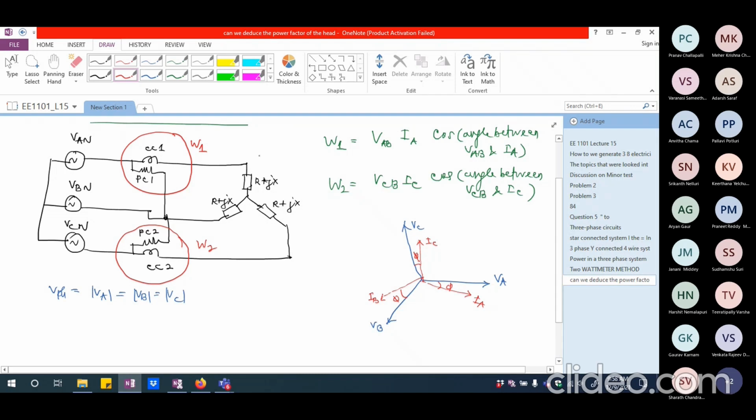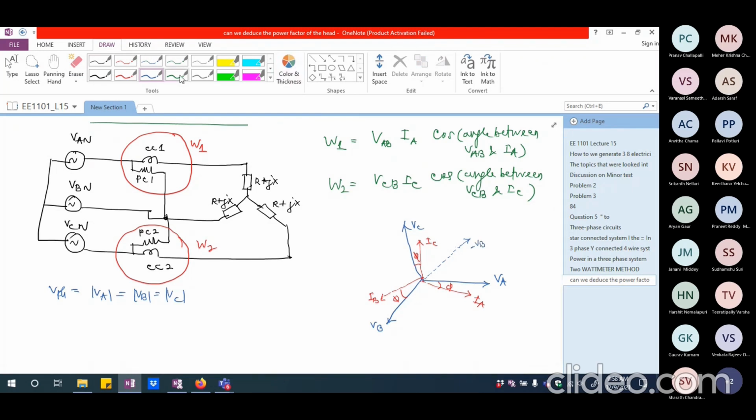Okay. Now let me try to draw what VAB and VCB are. So let me take this along here. So this is going to be actually minus VB. So I'm going to have this as minus VB. Okay. So let me draw the length properly. So this is going to be minus VB.